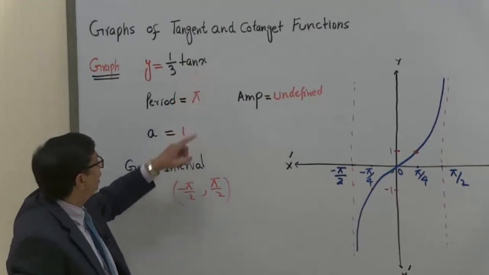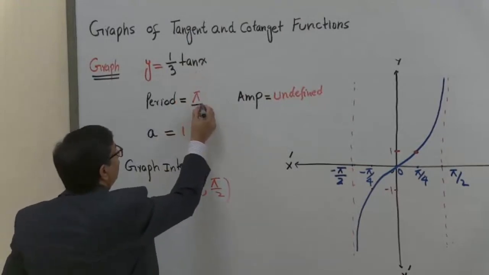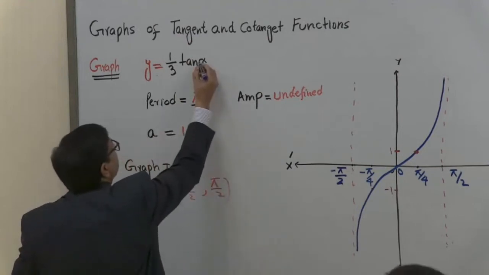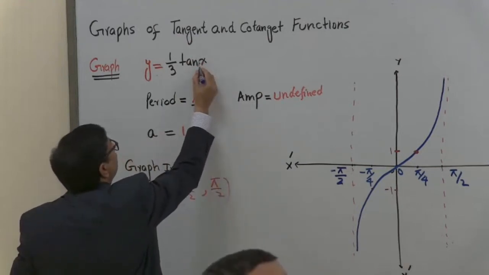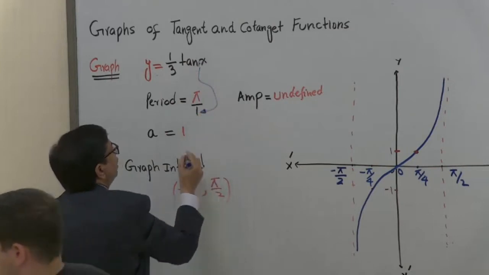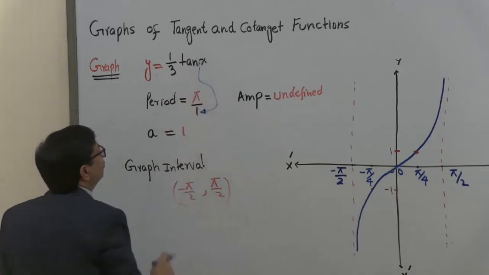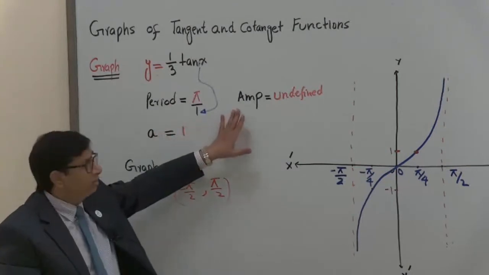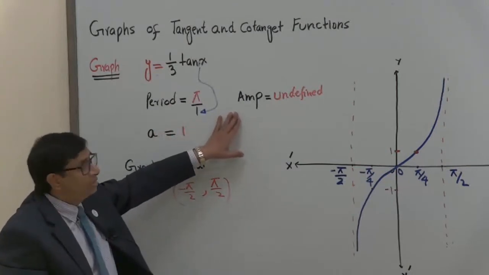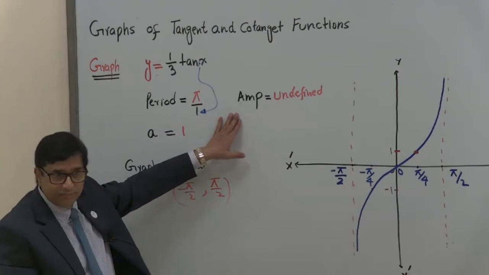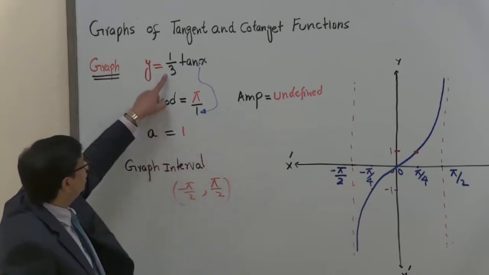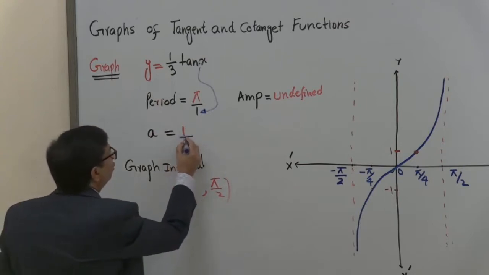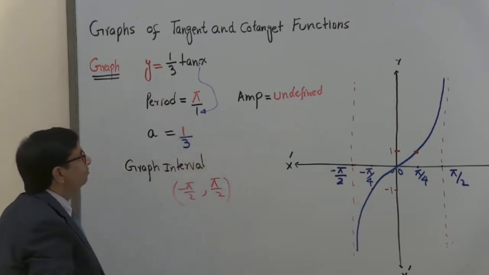Period is pi divided by 1. Why 1? Because the coefficient before x is 1, and we always divide by this to find the period of the given function. Amplitude is undefined. For all tangent functions, amplitude is undefined. What about a? A is the coefficient written before this one. What's this coefficient? 1 over 3.